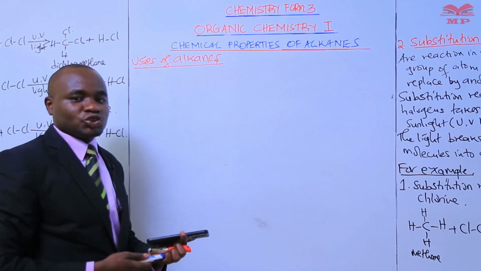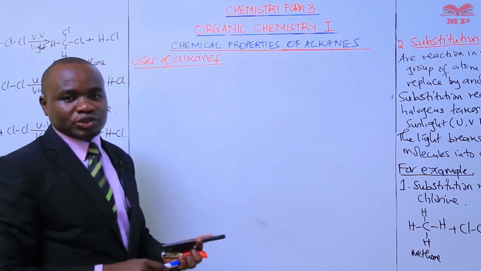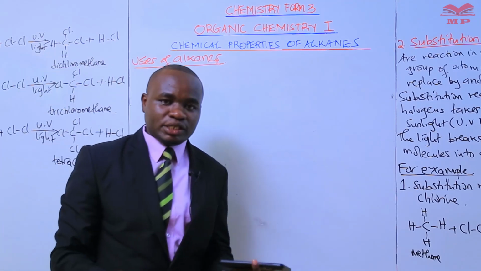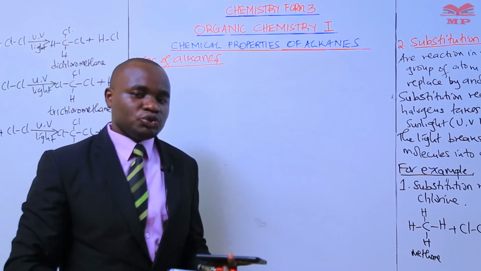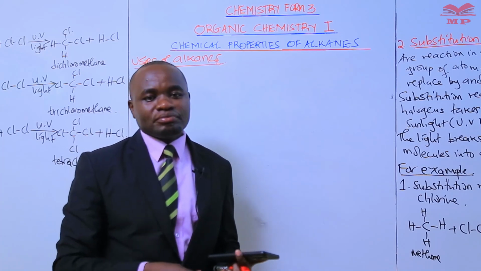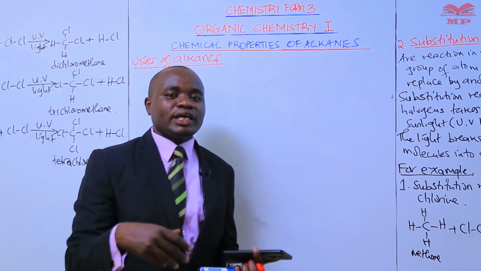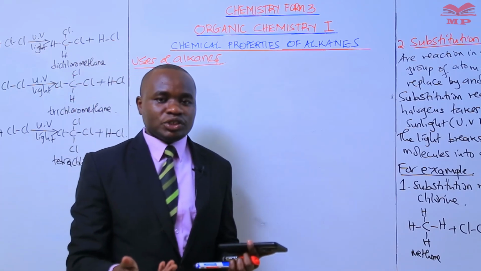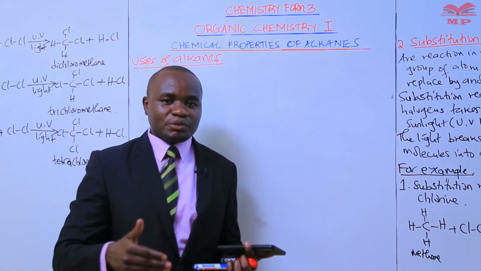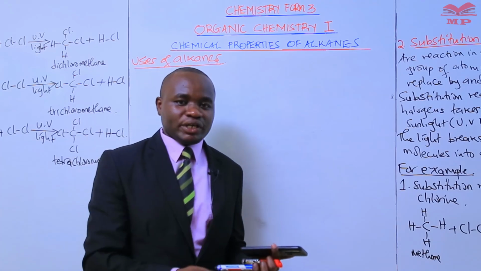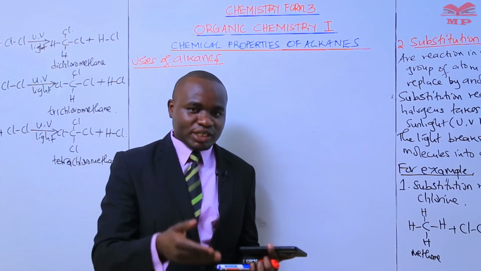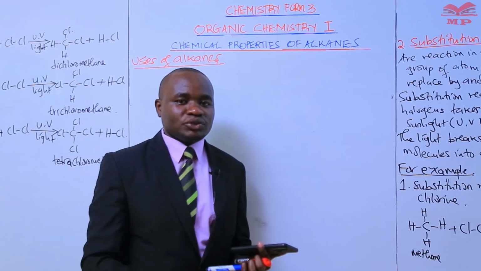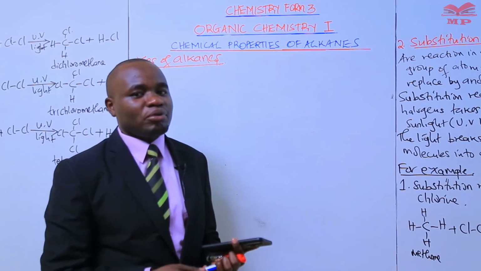CnH2n plus 2. We have talked about preparation, whereby we have said alkanes are generally prepared by the reaction between soda lime and the corresponding sodium alkanoate. For example, if you want to prepare methane, you simply react sodium hydroxide and sodium ethanoate. If you want to prepare propane, you react sodium hydroxide and sodium butanoate. So the salt will have more carbon atoms.